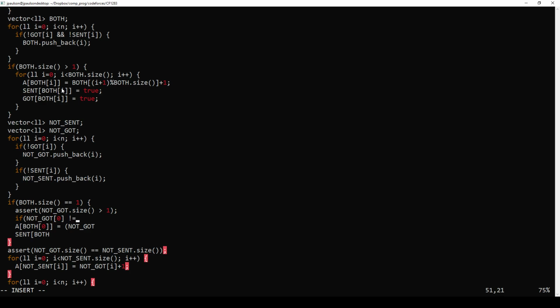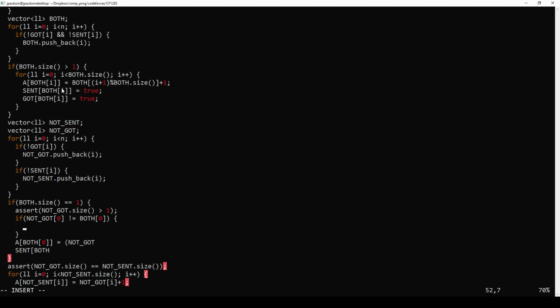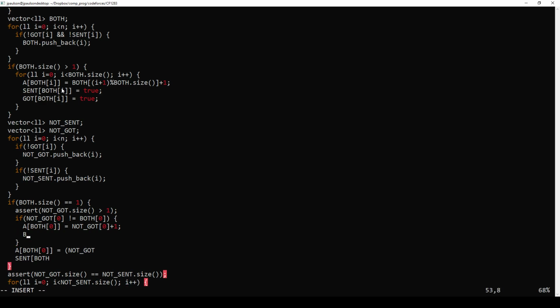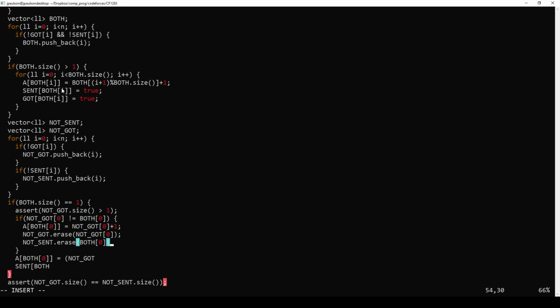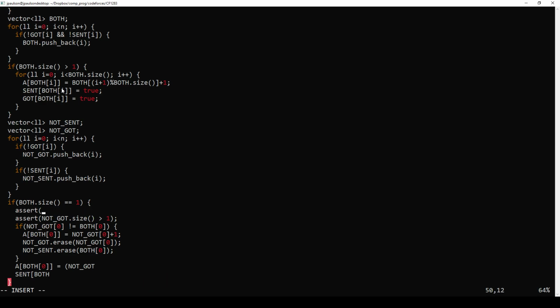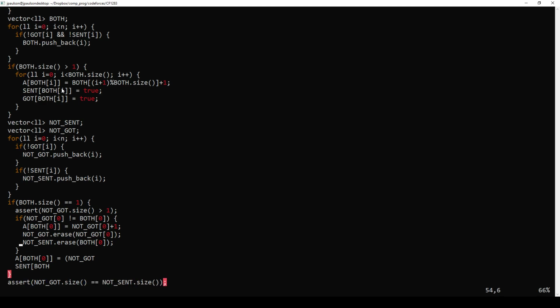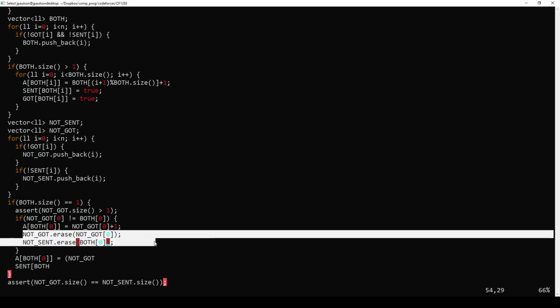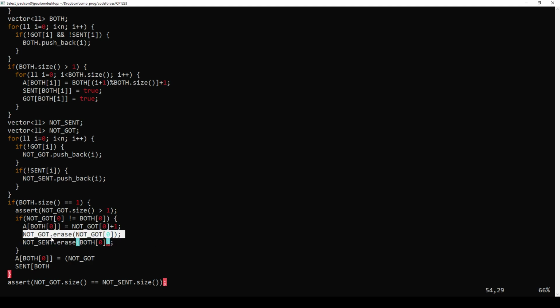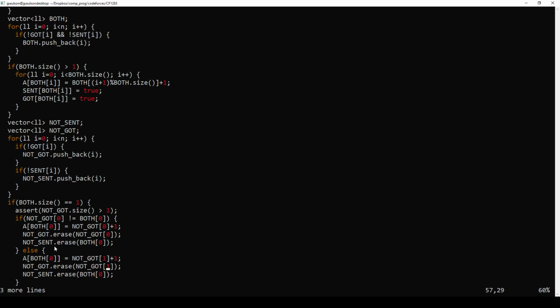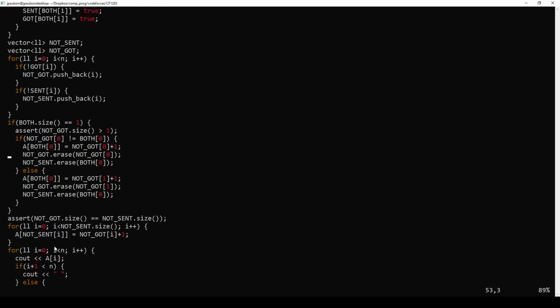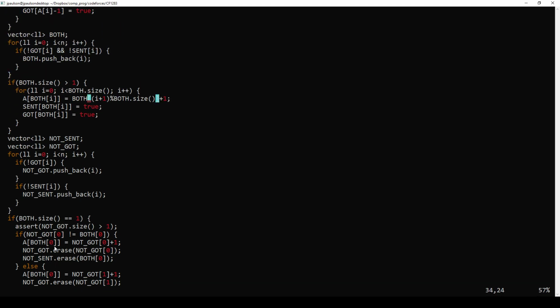So we must have at least 2 people who haven't gotten presents. So if the first guy is not equal to the both guy, then we can send to him, right, and then delete the guy who got the gift from the people who need gifts, and both 0 from the guy who sent the gift. And otherwise, we know that we can just do the same thing with not got 1. Yeah, so that's ugly, but it should work.